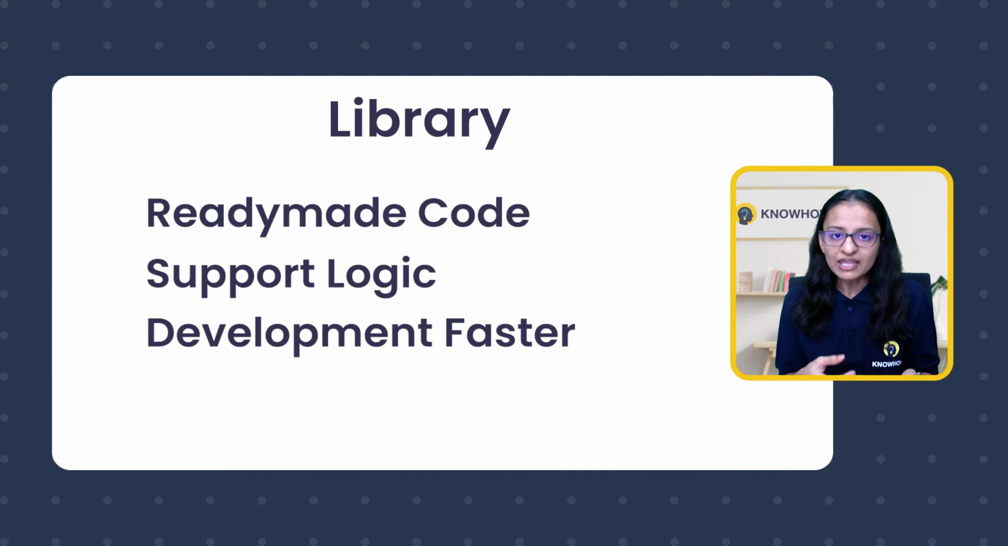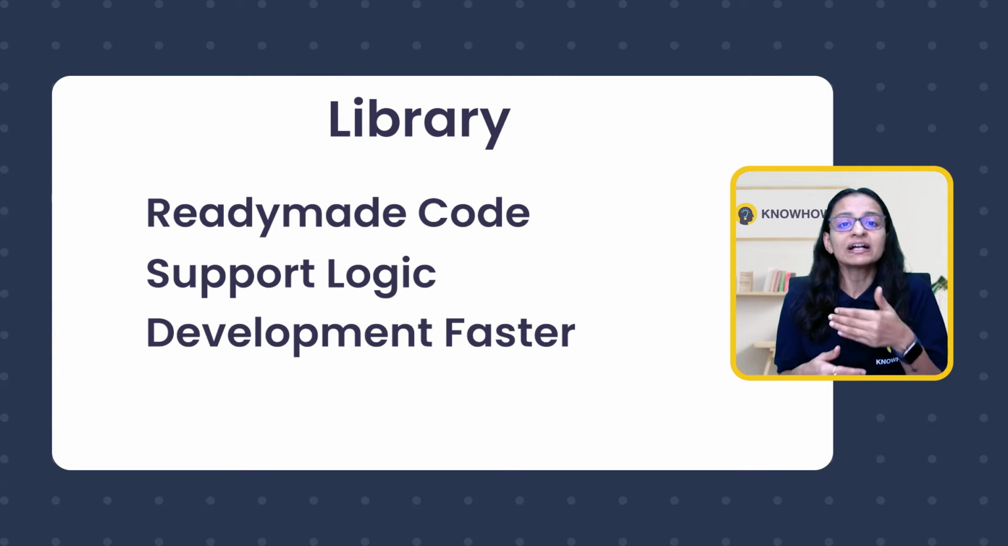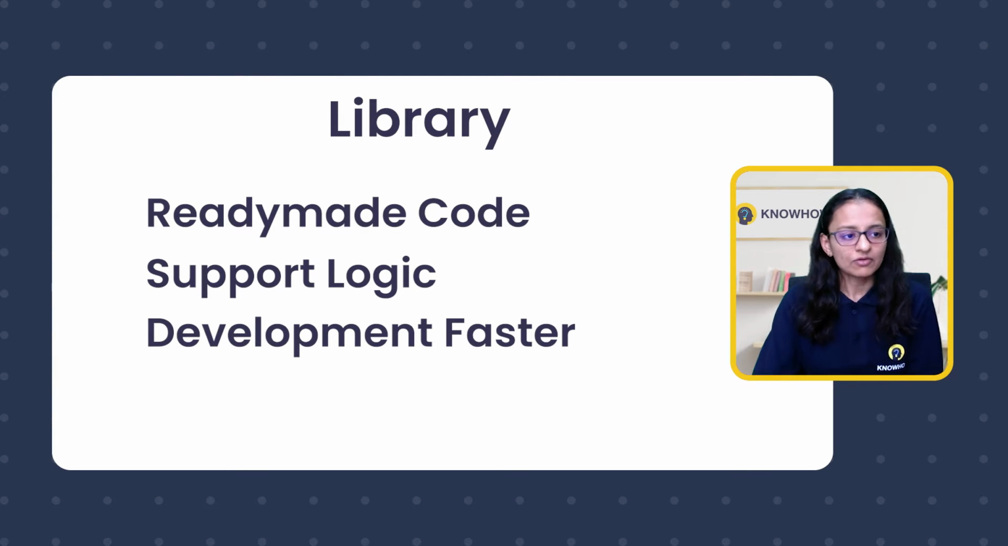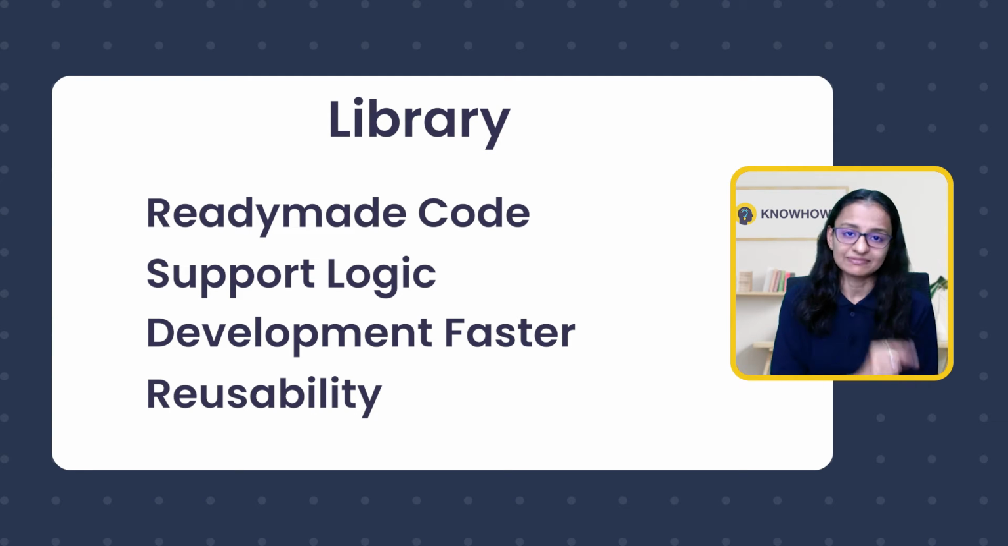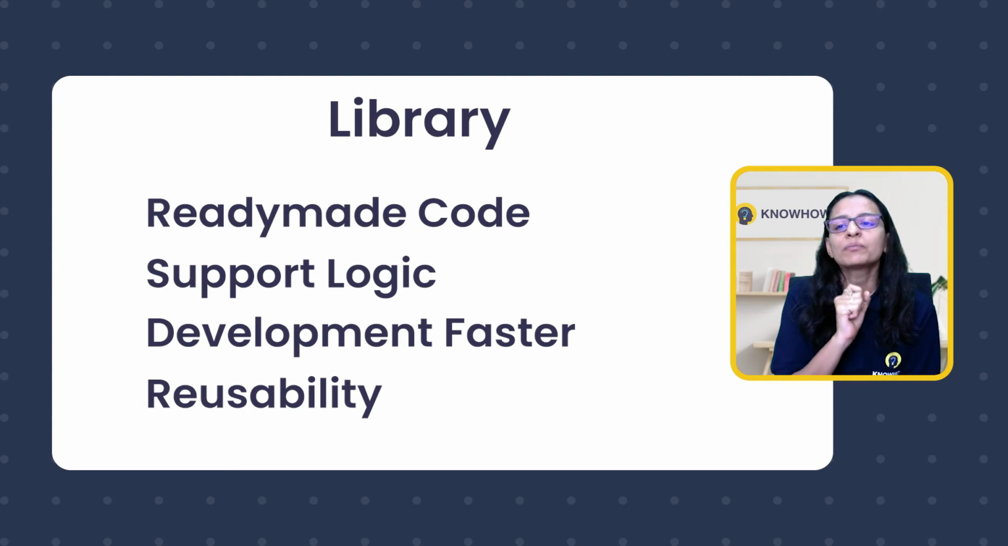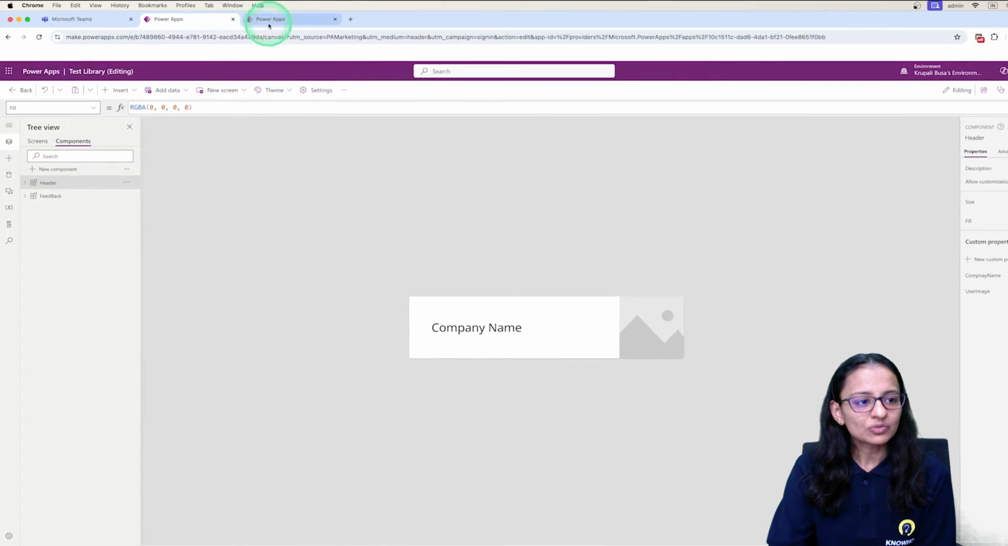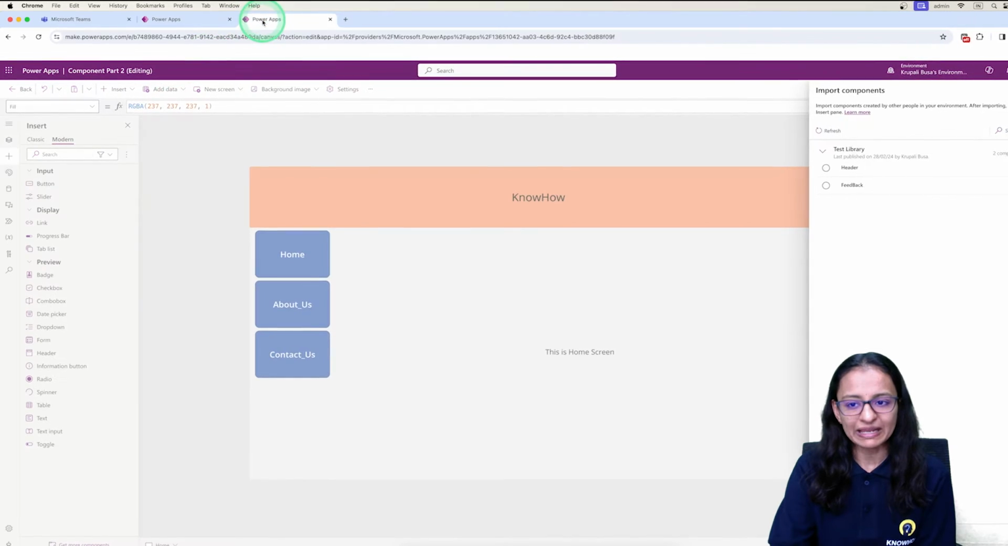In the same way, a component library is a kind of library or predefined design code using which we can do fast development in Power App. And one more important thing is that we can reuse it. So reusability is the most important thing when you are working with the component library. So how do we design a component library?